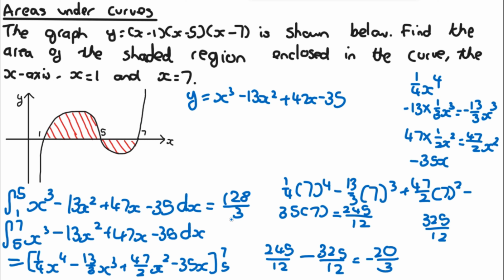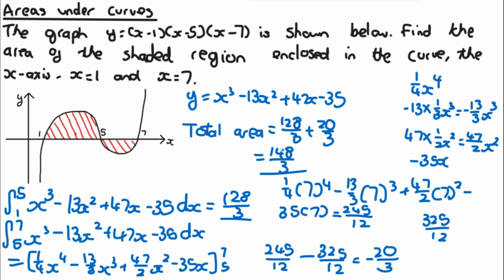So now we know the two areas, 128 over 3, and it's going to be 20 over 3 because we ignore the minus. So therefore the total area is going to be 128 over 3 plus 20 over 3 because we make this positive, and this is equal to 148 over 3. So this is the final answer.